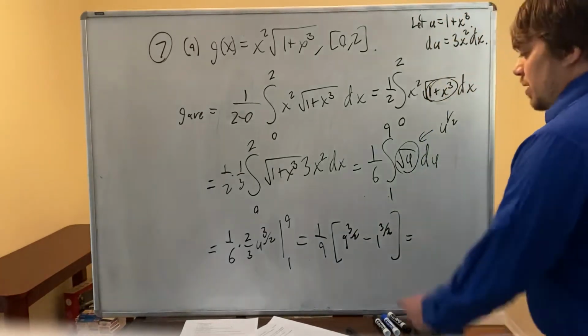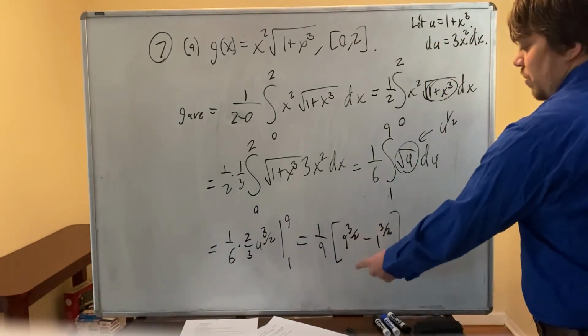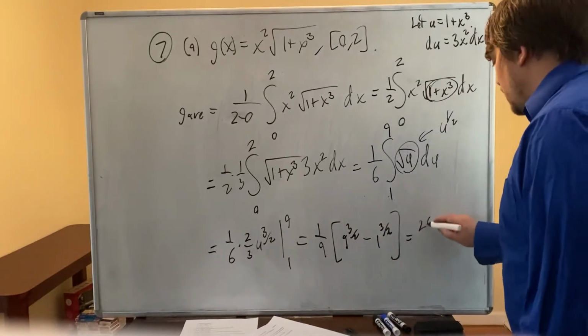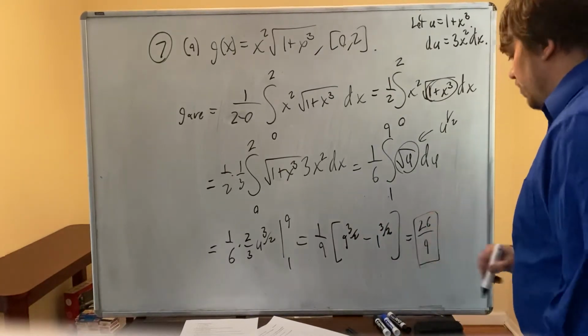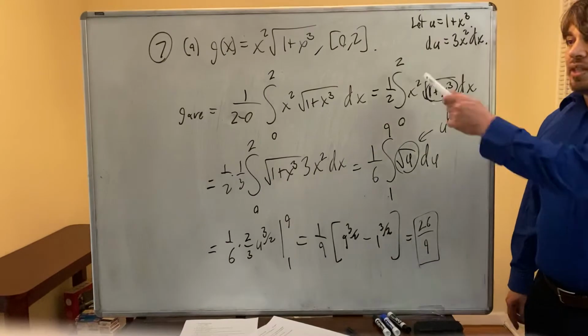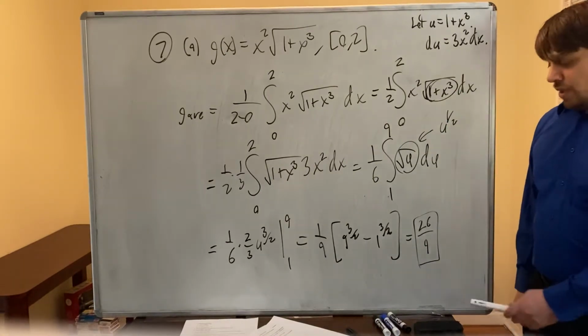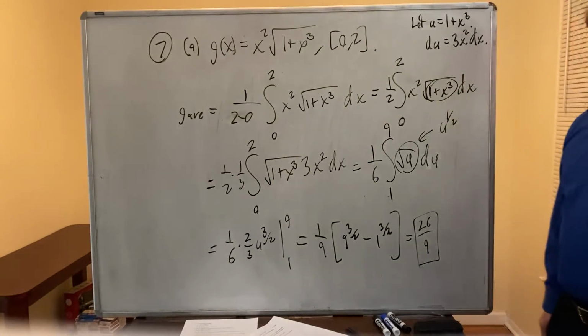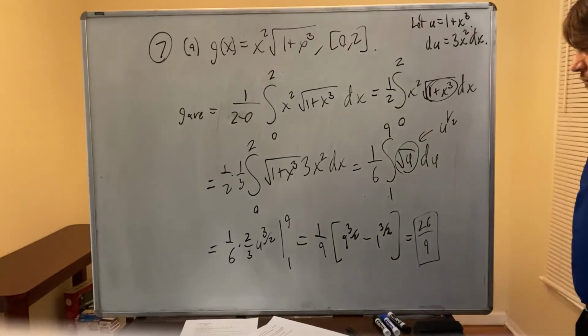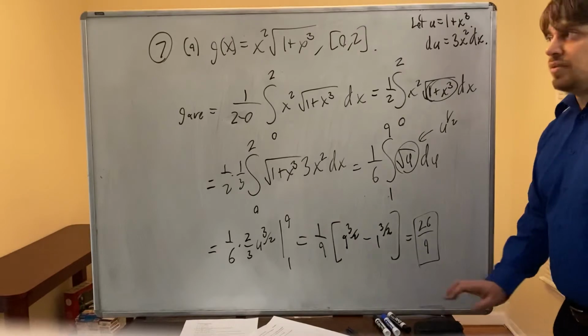9 to the 3/2 is the square root of 9, which is 3, cubed, which is 27. 27 minus 1 is 26. 26 over 9 is the answer. There you go. So the average value of g on the closed interval from 0 to 2 is 26/9. Okay, so that's 7a.